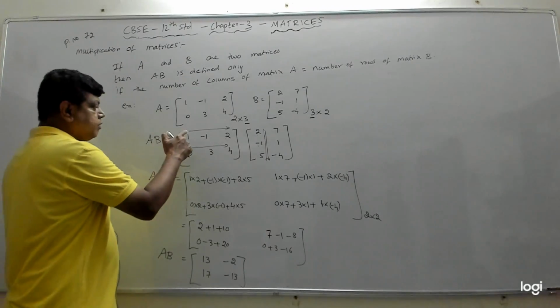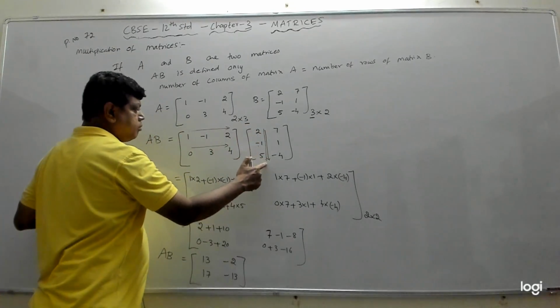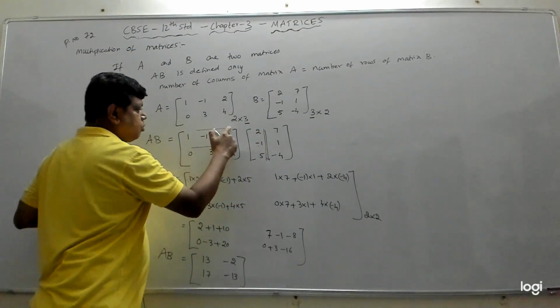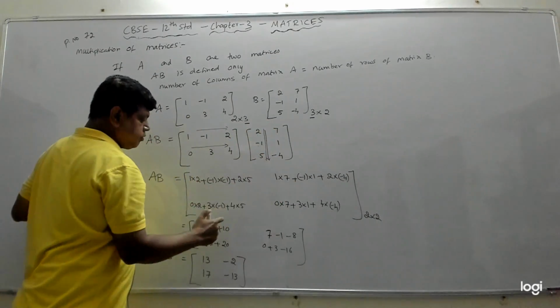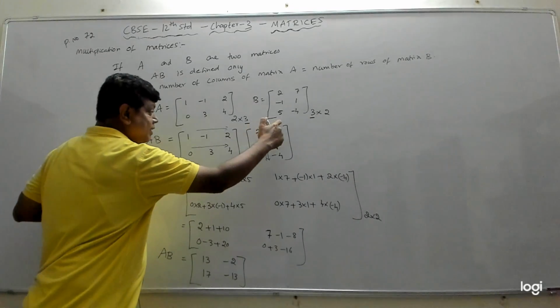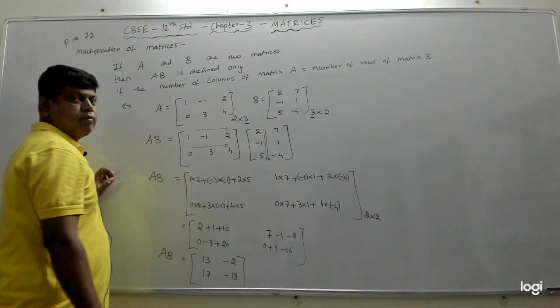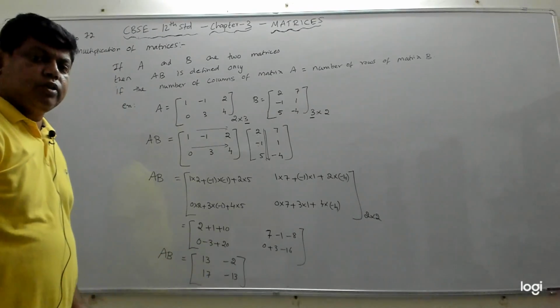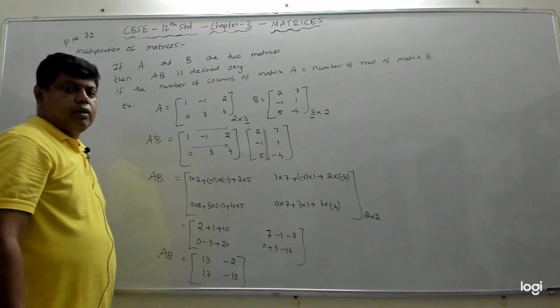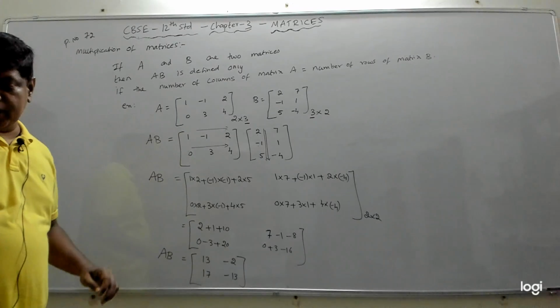Fine. So you'll have to take the first row with the first column, that will give you this element. Then first row with the second column will give you this element. Second row with the first column will give you this element. Second row with the second column will give you this element. So this is how matrix multiplication is defined, and this is how we perform it. So all of you can take the notes.